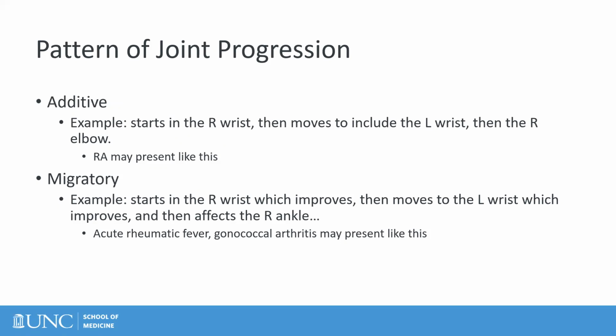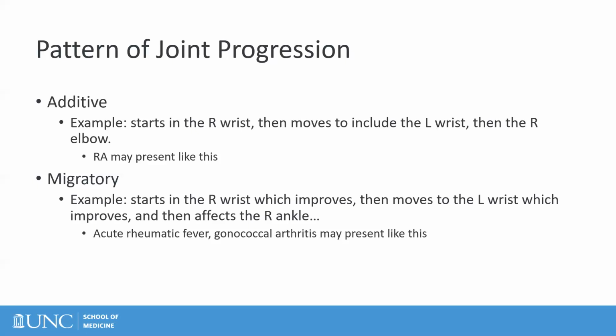So we sometimes describe a pattern of an additive joint progression. It starts in one place and then moves to include another joint and then moves to include another joint. But the early joints continue to be involved. So many kinds of arthritis can present like this.